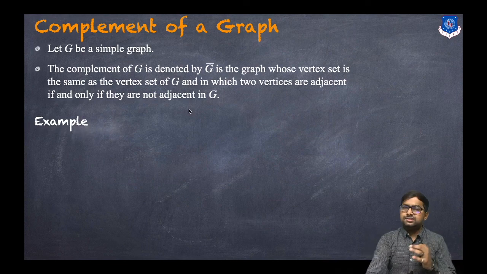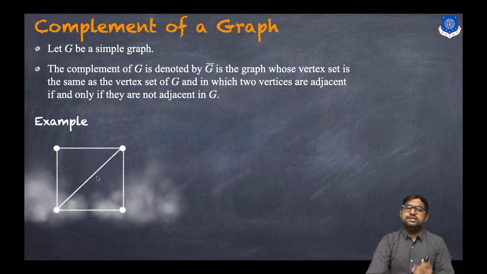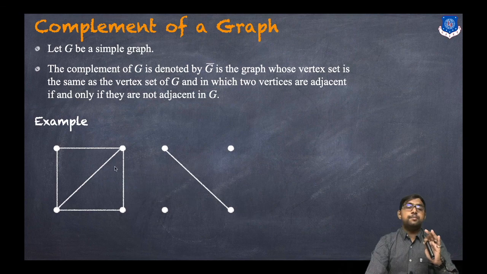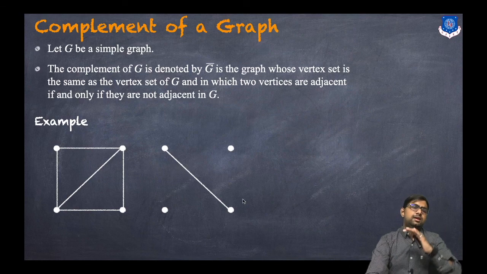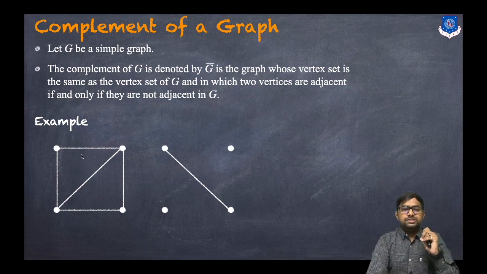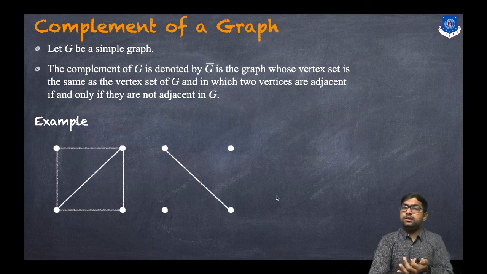Okay, so let us discuss another example. Just consider this graph. What will be the complement of this graph? As you can see, the vertex sets are the same, but here these two vertices are not connected, so this edge will be there and the rest of the edges are not there. So it is the complement of the graph. In this graph two vertices are adjacent, so in the complement they won't be adjacent. It's very obvious.